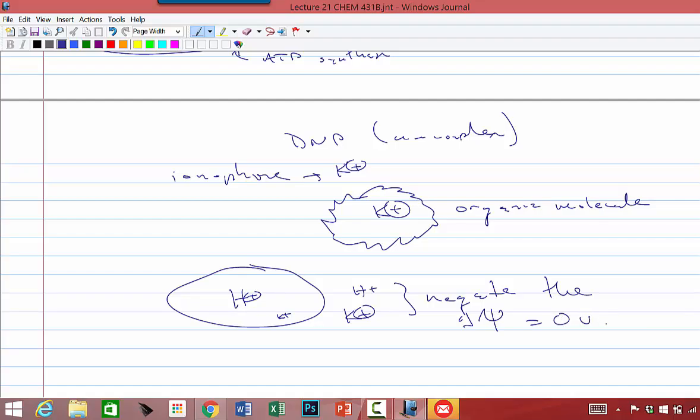Let's be very clear about this. Without this ionophore, you're going to have a buildup of positive charges on the inside and negative charges on the outside, okay? Because protons are positively charged. But now, if you put in potassium and you create a large amount of potassium on the outside and a small amount of potassium on the inside, that's going to negate that charge difference. So the membrane potential now will be 0 volts. Okay. So what do you guys think? Do you guys think that you're still going to get ATP synthesis here?